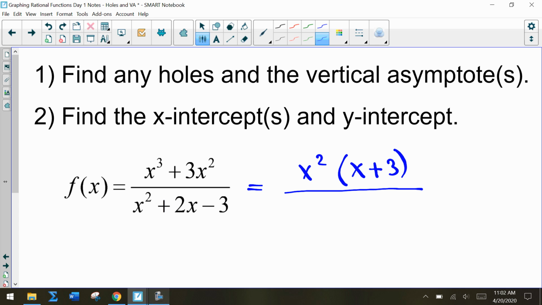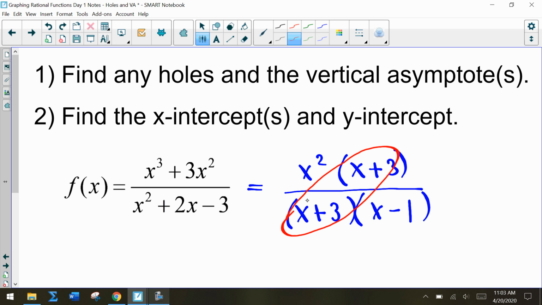And then our denominator, we have x plus 3, x minus 1. And what do you notice? Notice how we have a common factor in the numerator and denominator. So that means we have a hole where x equals -3.